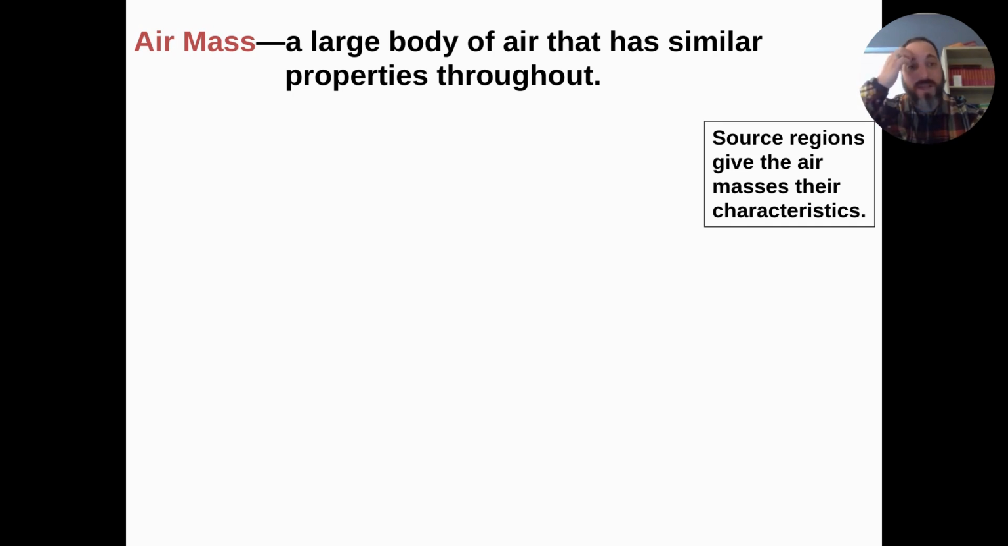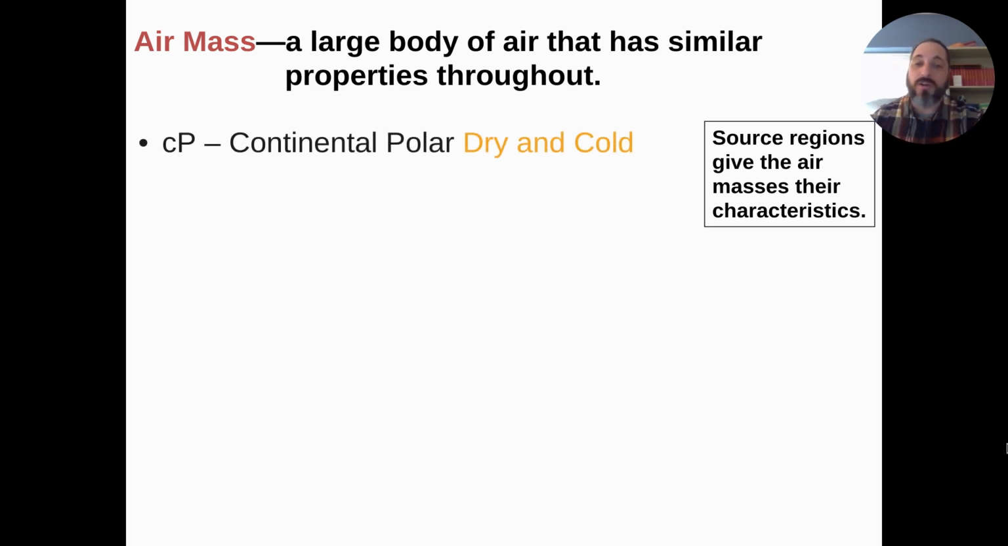Now, these air masses form over particular regions, and those regions give them their characteristics. So let's start. Every single air mass is going to have a symbol. That's this first one right here, the CP, and then they are going to have particular properties that match that symbol. The C stands for continental, and anytime you see continental, that means this air mass is formed over a continent and it is going to be dry.